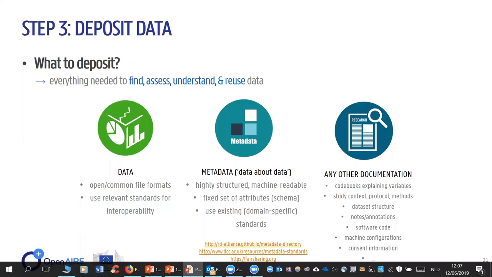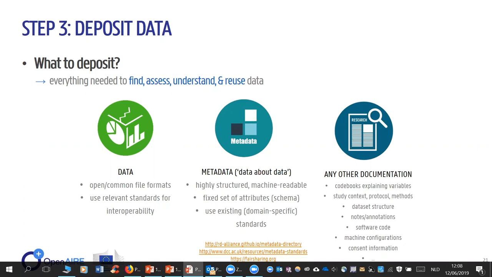Step three, deposit your data. So depositing your data is basically uploading the dataset or datasets to a repository. So what do you need to deposit? Everything to find, assess, understand, and reuse data. So somebody outside of your project who is looking for data on a specific topic, and you have those data, should understand what your data is about. So first of all, of course, the data with relevant standards for interoperability, use common file formats. A Photoshop picture in that kind of format cannot be opened by a lot of people, where a JPEG can, for example. Together with metadata. So metadata is data about the data. What is your data about? Who is the author? What's the language of your data?